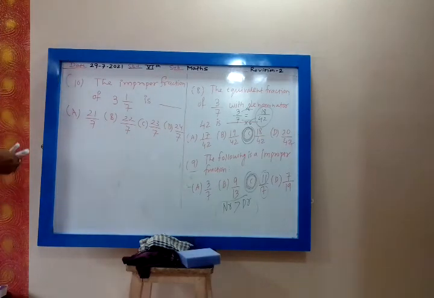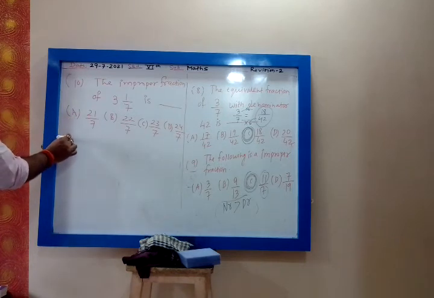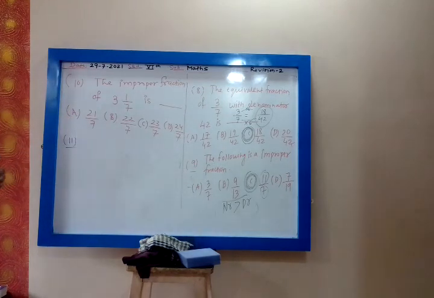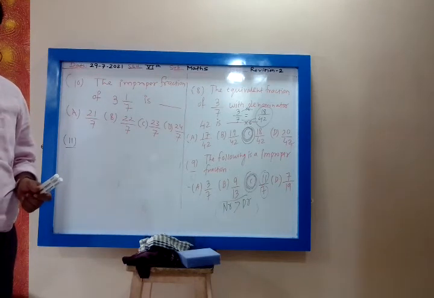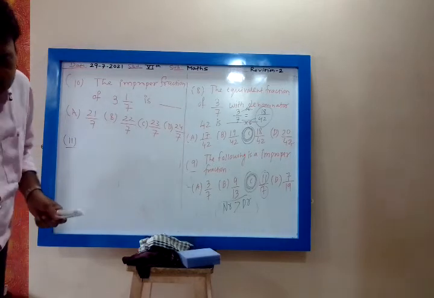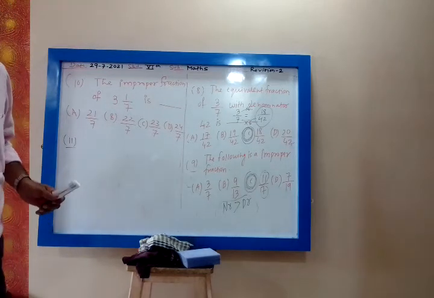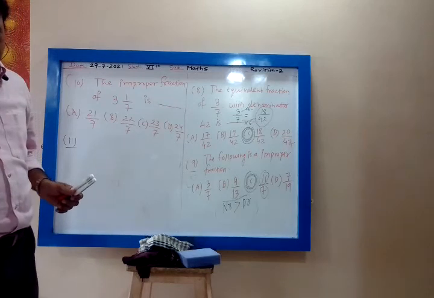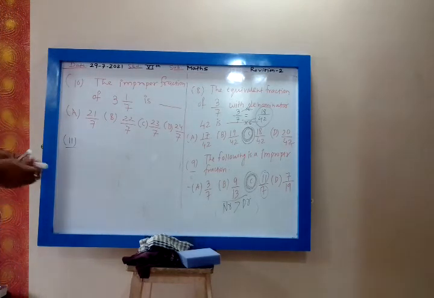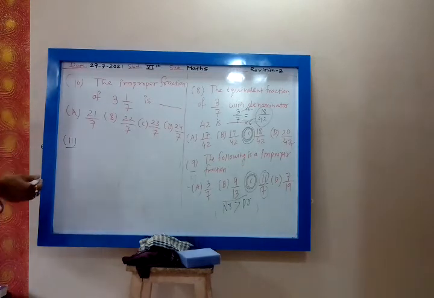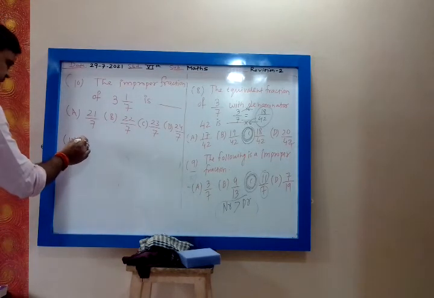The improper fraction of 3 1/7 is. Let me write one more question. Camera is on, my dear. Yes, what about others? You are able to see? Okay, okay.